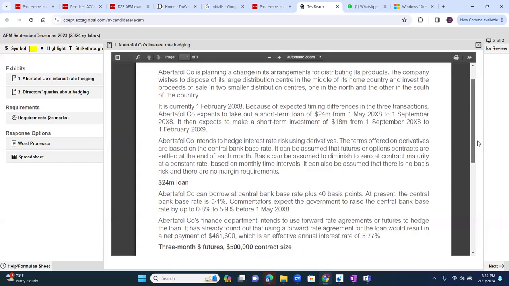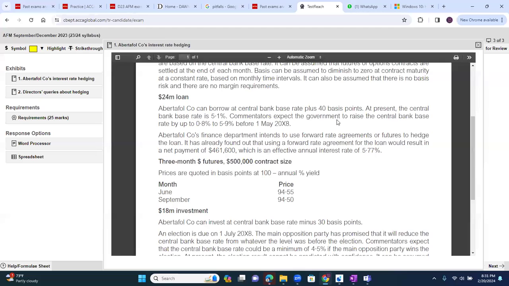24 million loan. Company can borrow at central bank base rate plus 40 basis points. At present, the central bank base rate is 5.1. Commentators expect the government to raise the central bank base rate by up to 0.8% to 5.9 before 1st May. Aber company finance department intends to use a forward rate agreement or hedge or future to hedge the loan. It has already found that using a forward rate agreement for the loan would result in a net payment of 461,600, which is an effective annual rate of 5.77. So technically, he has given you the answer for the forward.